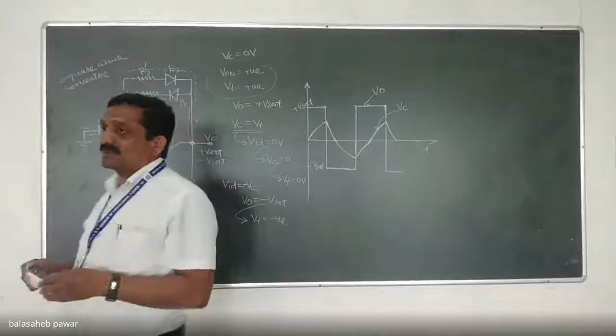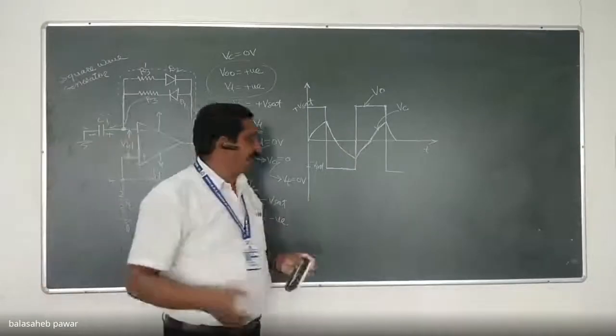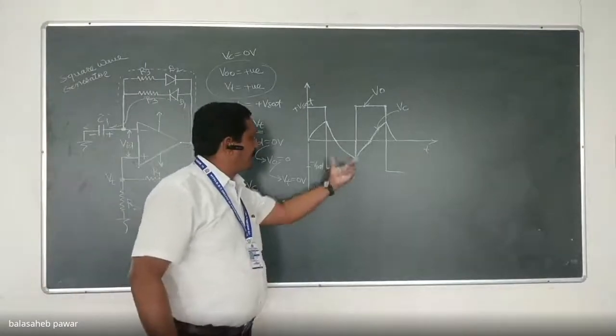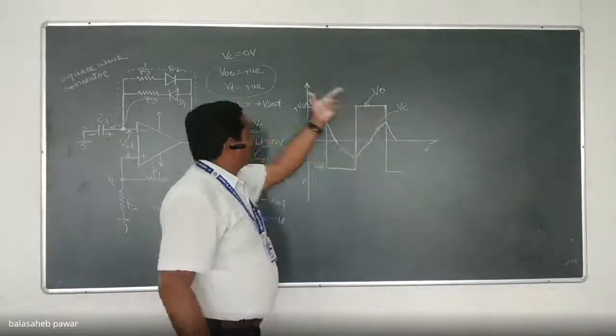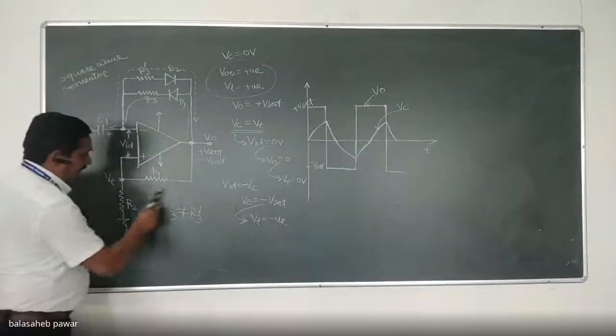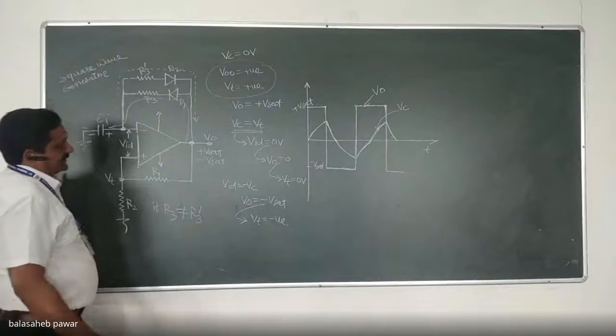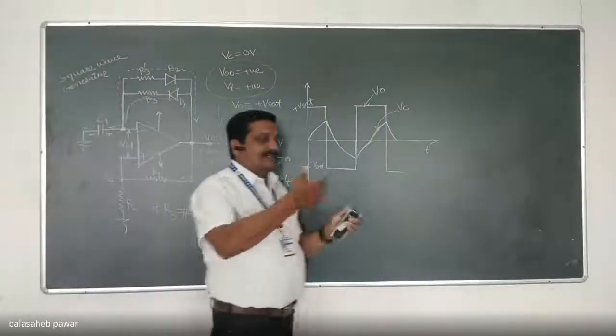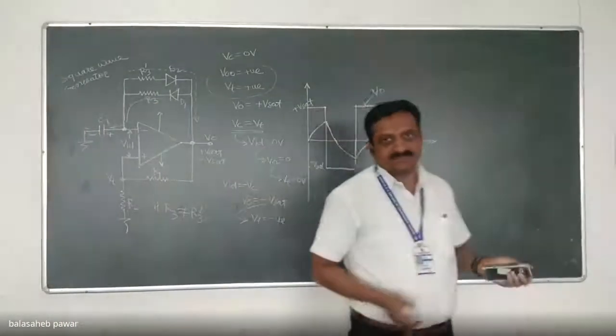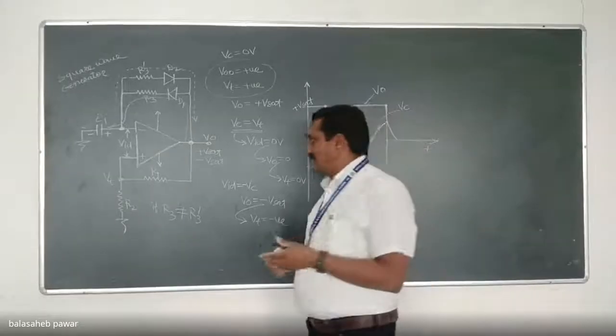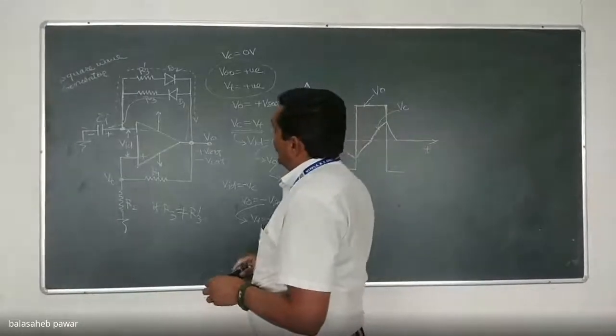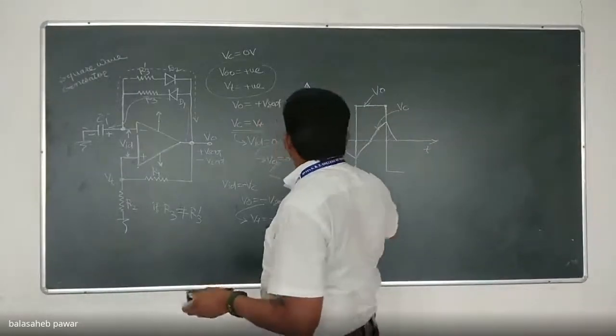Not symmetrical means what? Its on period and off period will be different. Suppose this one is the off period and this one is the on period. And as we are considering that R3 is not equal to R3 dash, it means the charging time and discharging time will be different. So simple.